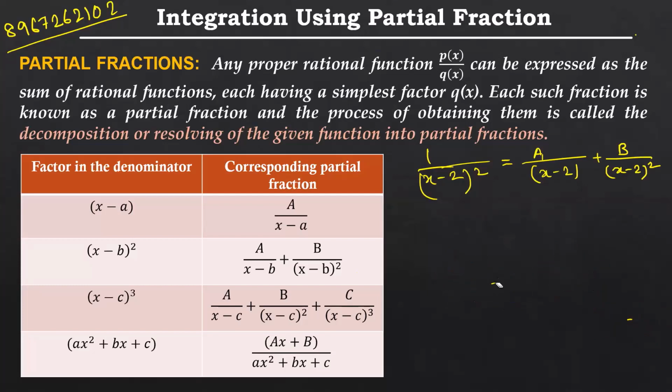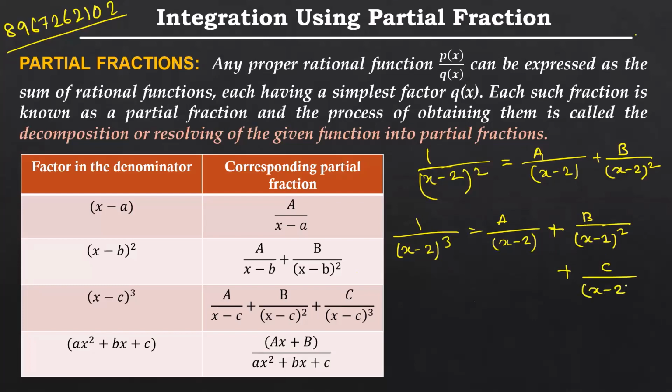So suppose this type of terms occur. Now the second case: if there is an x cube, that means 1 by (x minus 2) cube type terms occur. That means the first term will be a by x minus 2. And what is the second part? b by (x minus 2) whole square. And what is the third part? c by (x minus 2) whole cube. Okay, and this is the process.